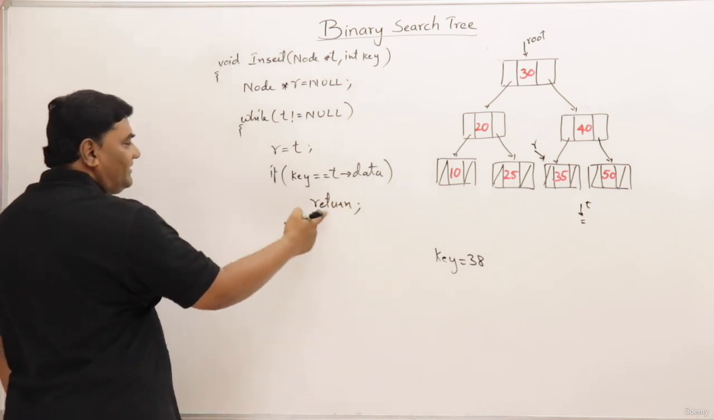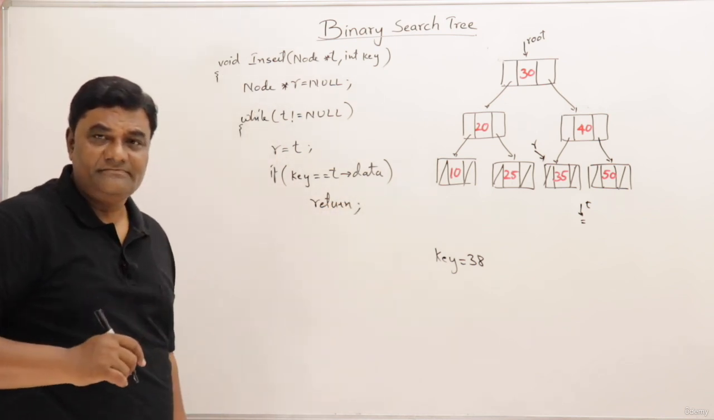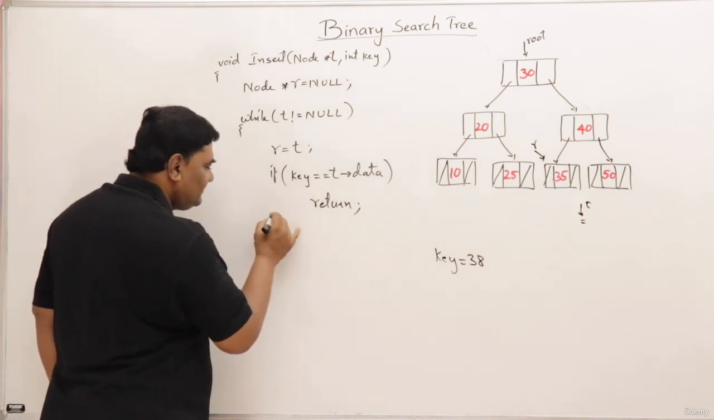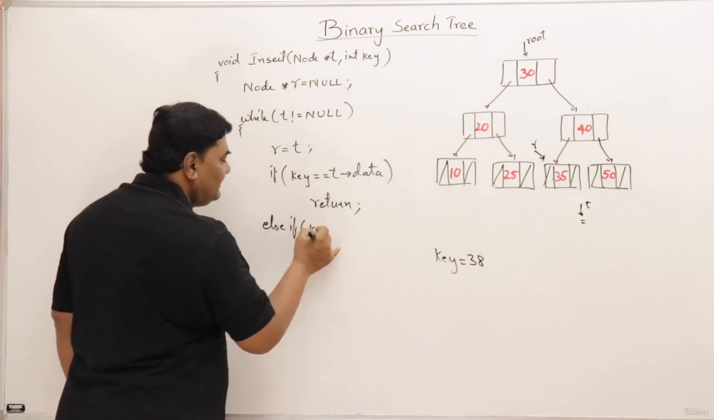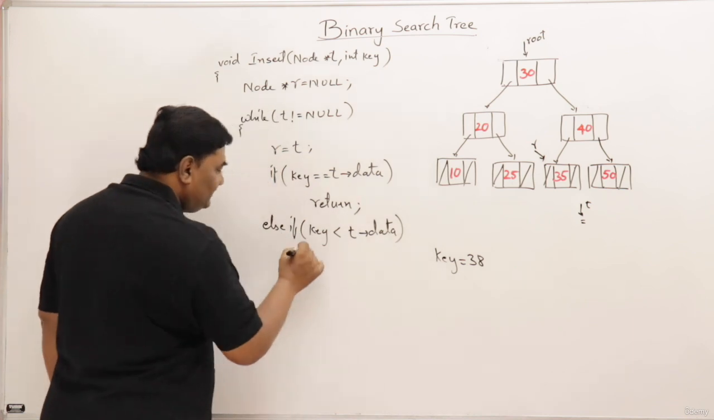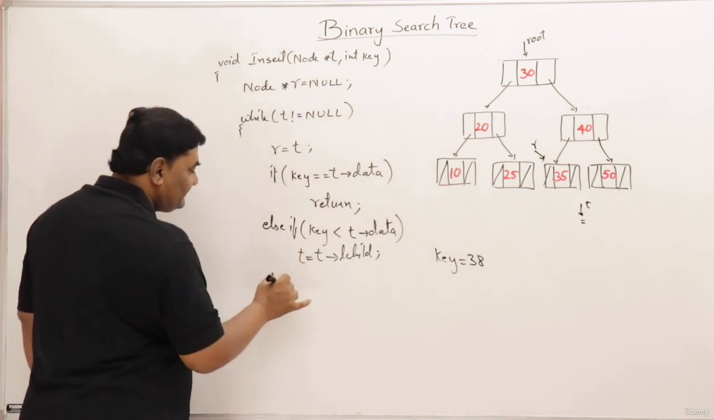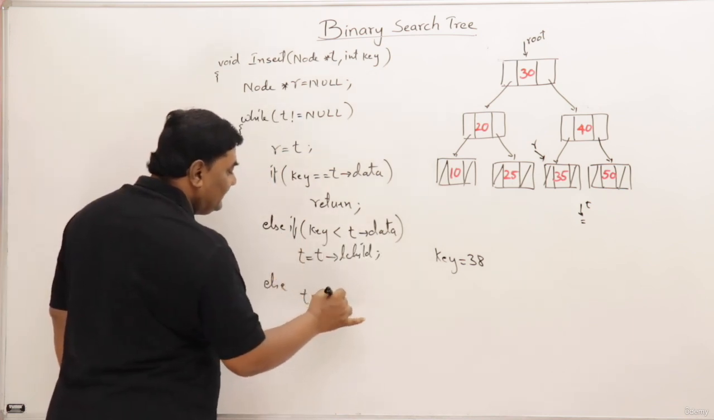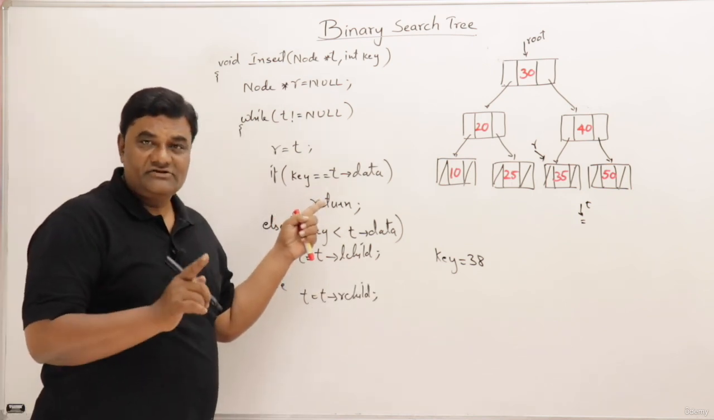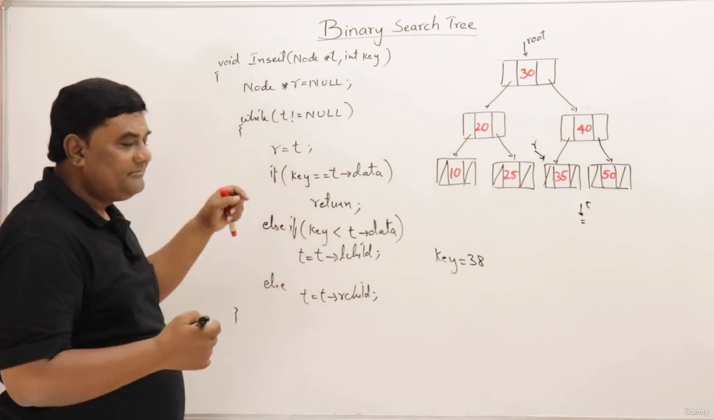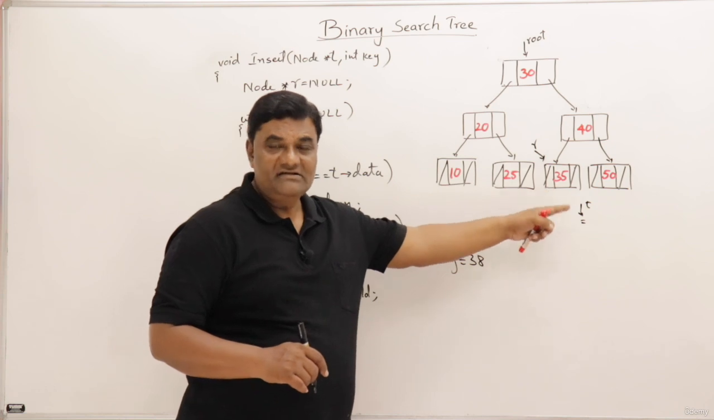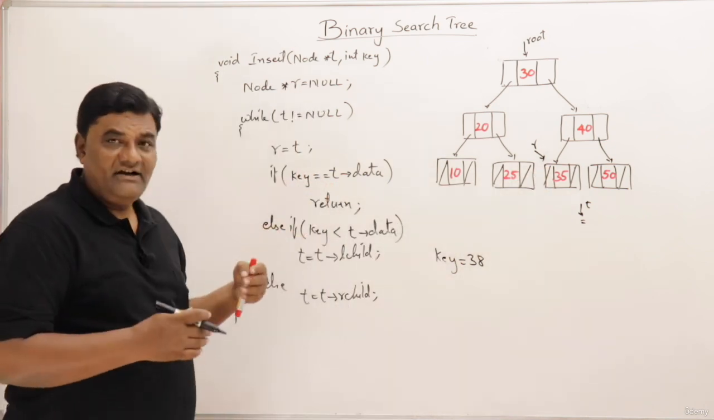Even if you have void, you can say return. Return will just stop the function. If a match is found, we don't have to insert. Else, if key is less than T's data, then move T to the left child. Else, move T to the right child. This process will continue. If the key is already found, it will stop. If the key is not found, T will become null and stop, and R will be upon the node just before T.